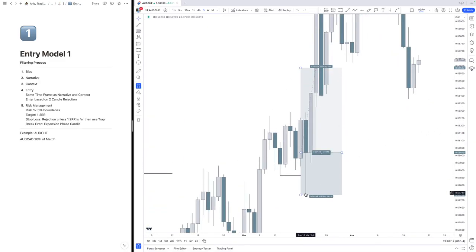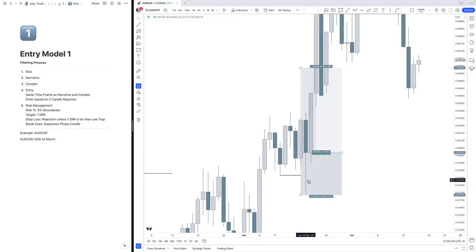What does that mean? So right here, we are sweeping, and when we enter off of a 2-candle rejection, 9 out of 10 times, we sweep something. We sweep either into a fair value gap, we sweep the previous candle low, or we sweep a swing low like that into a fair value area.